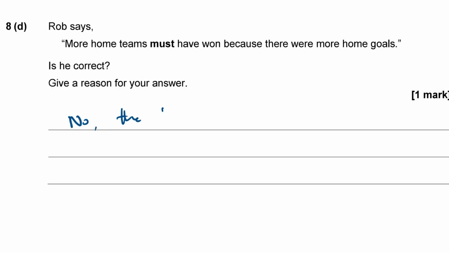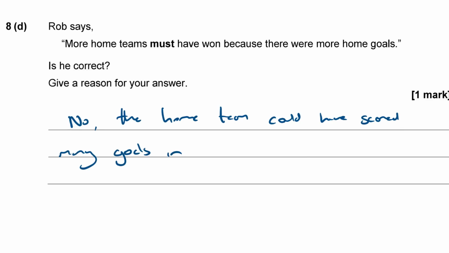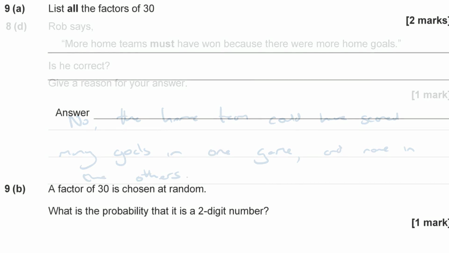The home team could have scored many goals in one game and none in the others. It's possible, isn't it? Question 9a.